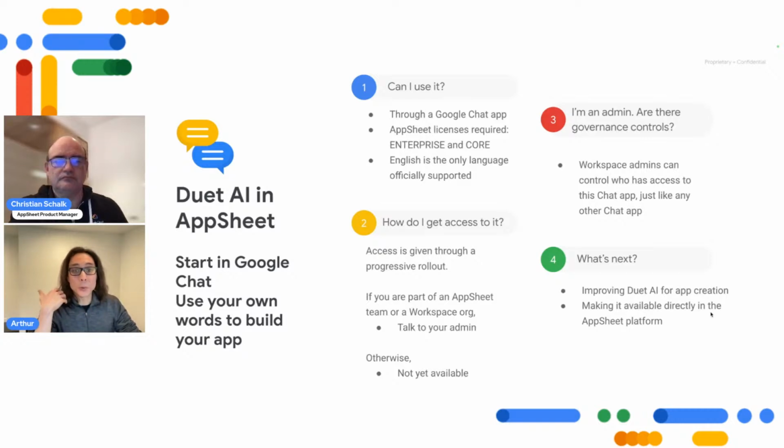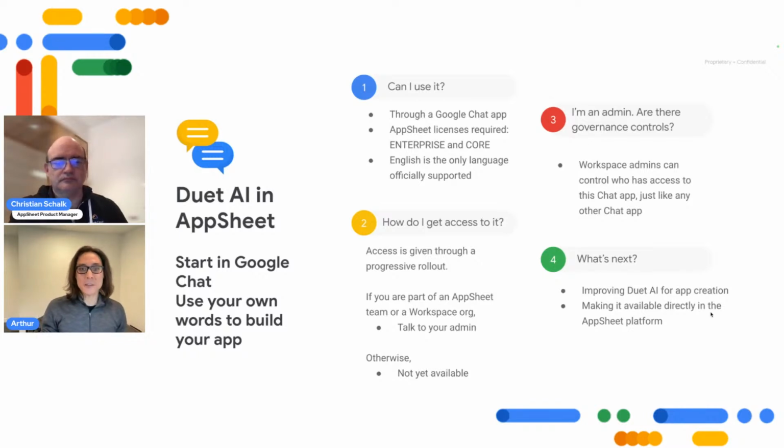If you know how to talk about your data and how to organize it a little bit, you'll be successful as well. And so we want to make sure that anyone can really start building an app with Duet AI. So we have some work to do still, and that's what we're going to be focusing on. The other aspect is that we want to make this available directly in the AppSheet platform. Right now, you have to go through a Google Chat app.